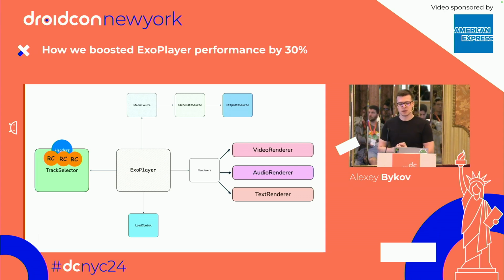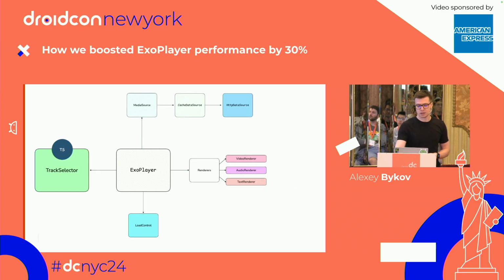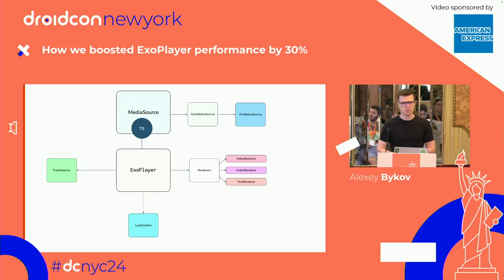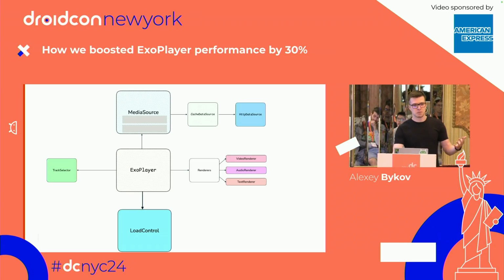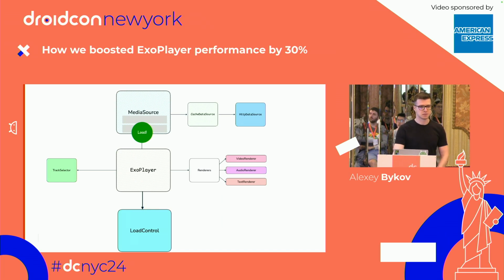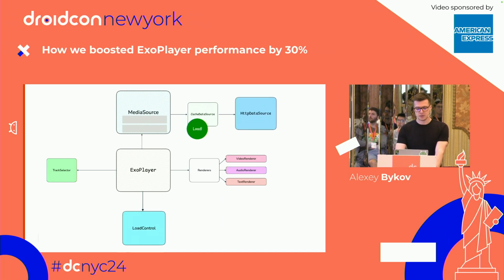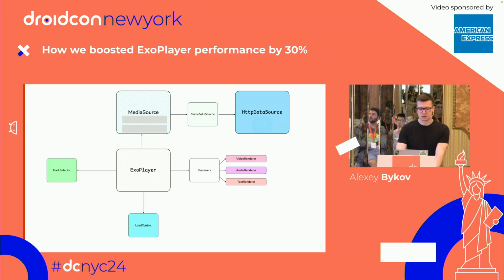So track selector asks each render for capability: can you play this video? And if you can, it's going to generate track selection and pass it to media source. Media source, since it's empty right now, is going to allocate some buffers, and it's going to ask load control what to do. So load control is kind of the guy in charge. And since buffers are empty, it's going to tell, please, load first segments for me to start a video playback. We don't have anything in the cache, so loading is going to be started.